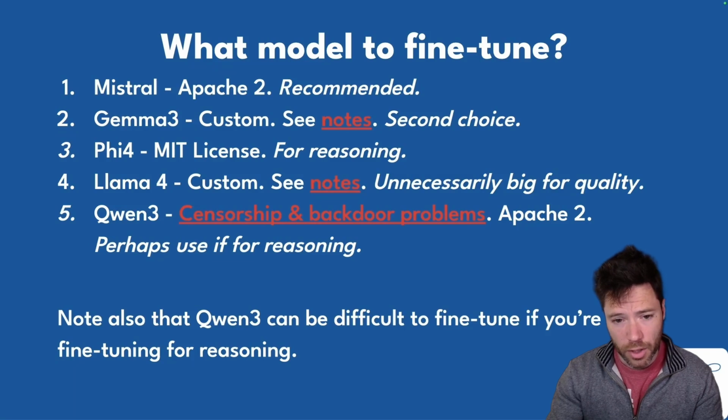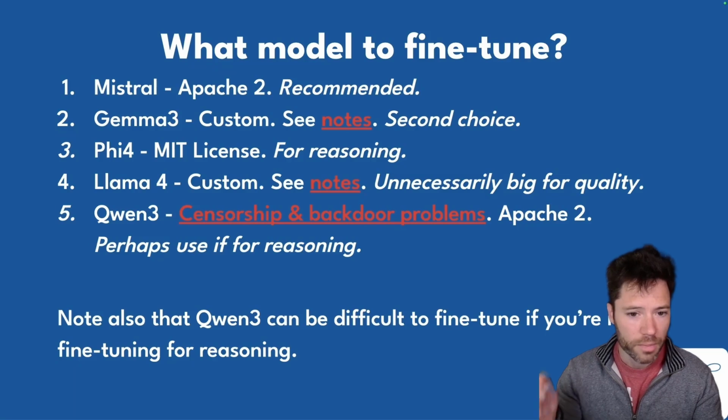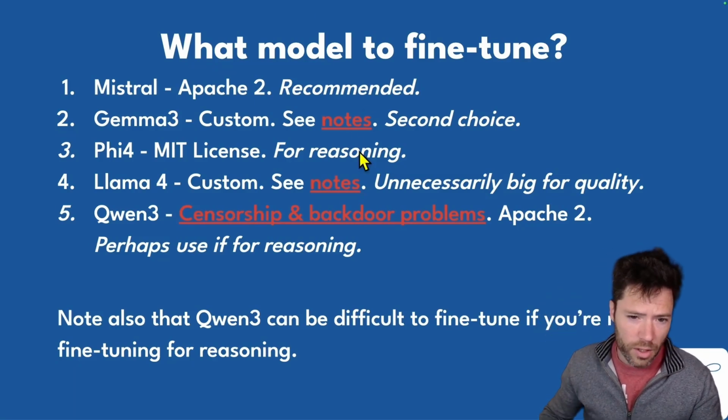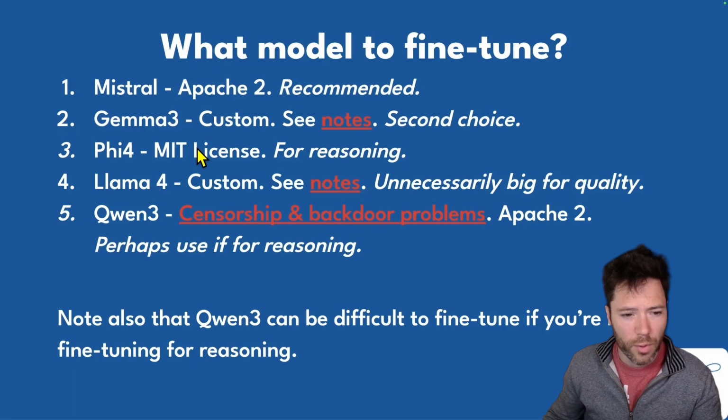Gemma 3 is a very strong model as well, but the license is custom. So if you're at a bigger company where there's sign off on the general open source licenses, but there needs to be review of custom licenses, this is maybe adding a little bit more friction. And I've added some notes here. You can just click on these links to get more info on the licenses. Phi-4 from Microsoft is a permissive license.